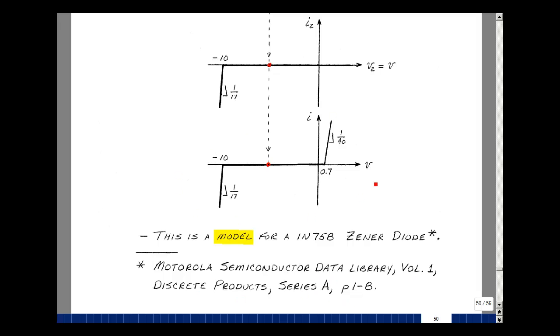So we derived this VI characteristic by using a graphical analysis instead of a numerical analysis. And this is supplemental problem 222.